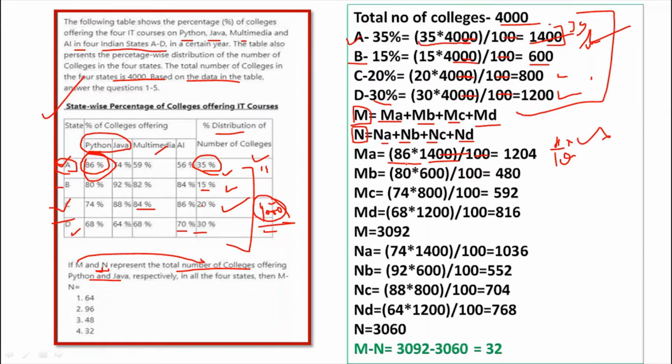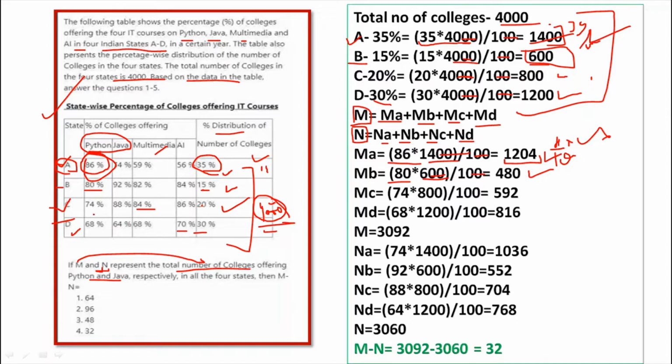So we have 86 into 1400 divided by 100, two zeros cancelled. 86 into 14 we can calculate, that will come out 1204. So the number of colleges offering Python in state A is 1204. In state B we are given the percentage, that is 80%, and total number of colleges in state B is 600. So 80% of 600 is the Python colleges. So 80 into 600 divided by 100, again 00 cancelled, and 80 into 6 is 480.